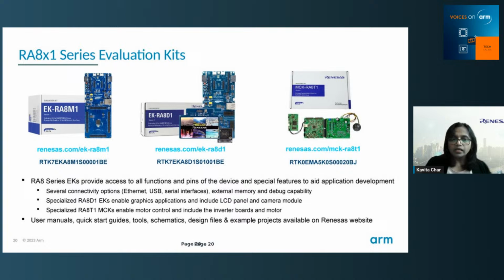The RA8 D1 EKs enable graphics applications. So as I mentioned, it includes in the box an LCD panel and a camera module. And then we have, of course, our specialized motor control kit that comes with the inverter board as well as a motor that you can use to start your development. All of the documentation and collateral for these kits, hardware and software, are available on our website.